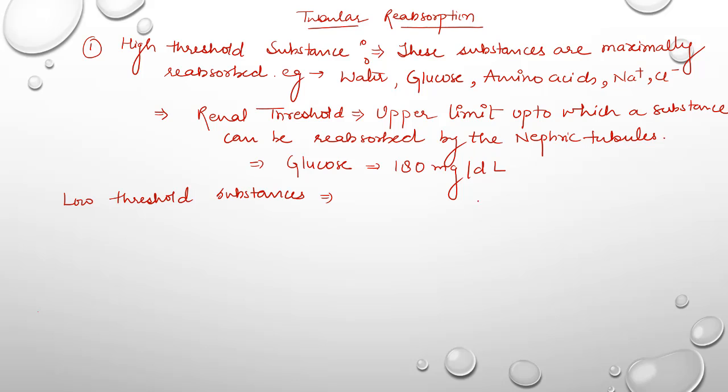Okay, so for low threshold substances, the required amount to get reabsorbed is low because the requirements are low. The body is less dependent on those substances. Okay, so these are low threshold substances, partially reabsorbed. Example is urea, uric acid.